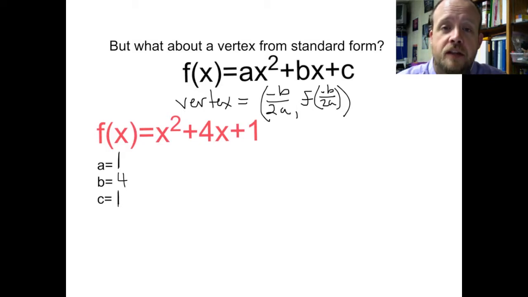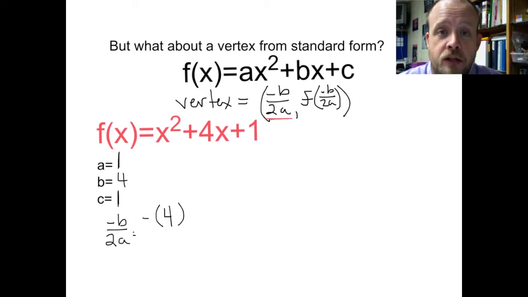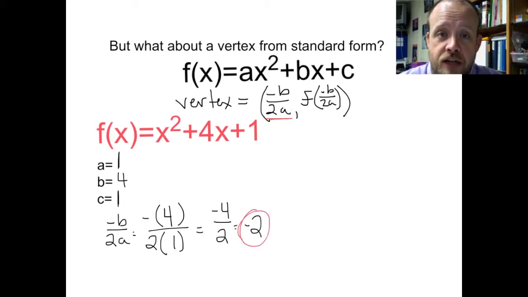So to find the x-coordinate of our vertex, what we'll go ahead and do is take the negative of b and divide it by 2a. That is, negative b divided by 2a becomes the negative of our b value, which is 4, divided by 2 times our a value, which is 1. As we work this out, we get negative 4 divided by 2, which equals negative 2. So that value of negative 2 is our x value for our vertex. So we'll fill that in real quick.